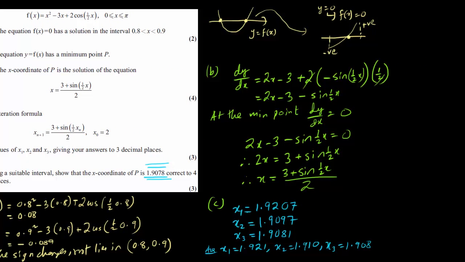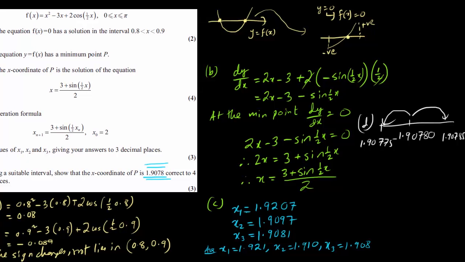So the trick is, you take the value they gave, 1.9078. Then you put a 0 at the end. And you make the interval by adding and subtracting 5. So if you subtract 5, 80 becomes 75. So 1.90775, and this becomes 1.90785. So this is what happens.